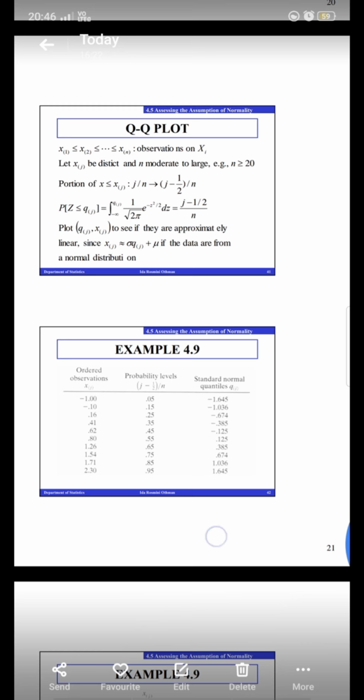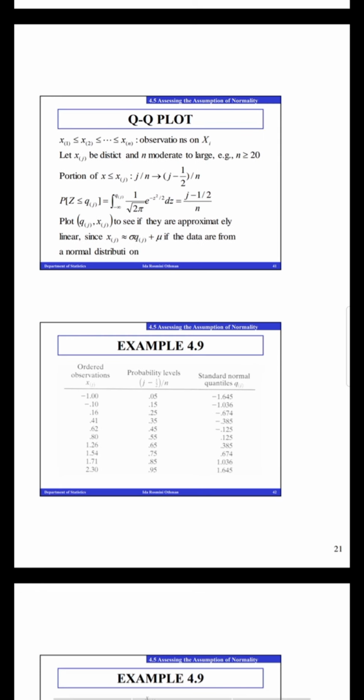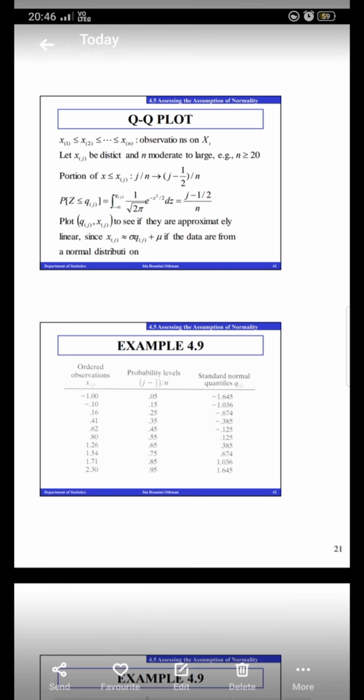Itu adalah x. Okay, and then we need to find the probability levels by j minus half divided by n. Second column ni adalah probability level. Okay, the formula is j minus half divided by n. J tu adalah, tadi kan xj. So for the first row, j nya adalah 1 lah. So 1 minus half divided by n. So 1 minus half is 0.5 divided by n is 10. So because of that, we get 0.05.